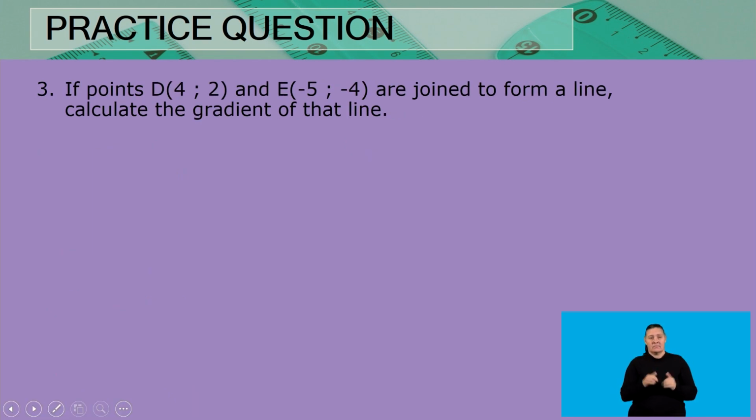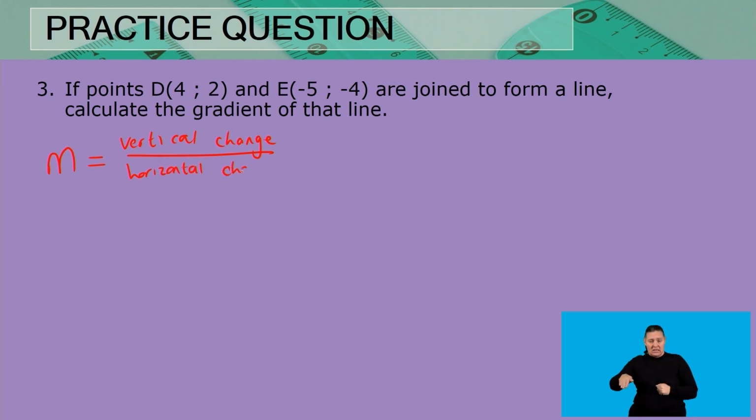The next one here says, if points D, which is (4, 2), and E, which is (-5, -4), are joined to form a line, calculate the gradient of that line. So we are going to calculate the gradient of this line. If we remember, the gradient is the vertical change divided by the horizontal change. So we are looking at our 2 points, point D and point E.